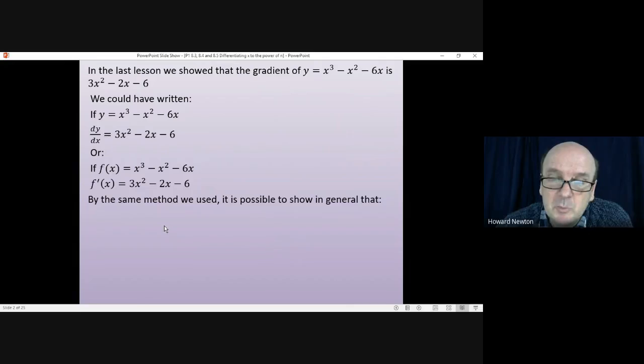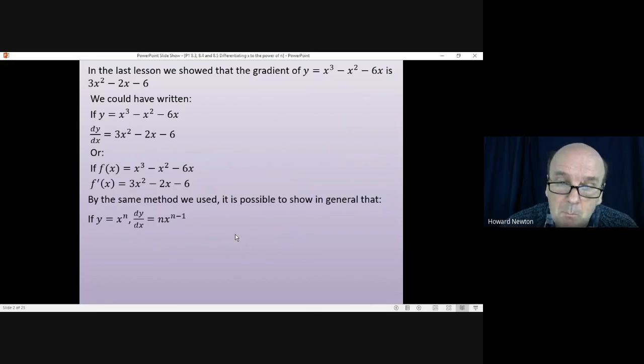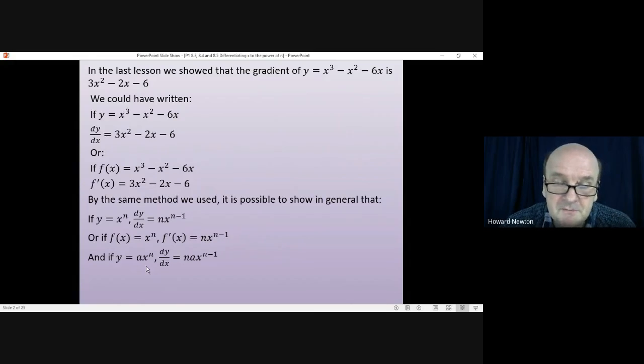Now, by the same method that we used in the last lesson, it is possible to show, in general, that if y is equal to x to any power, if I differentiate y, what I have to do is multiply by the power and then reduce the power by 1. Or in function language, exactly the same thing. If I want to differentiate the function with respect to x, I multiply by the power and reduce the power by 1. If I've got a constant in front of x to the n, it makes no difference. I still multiply by the power, reduce the power by 1. And same thing in function language.